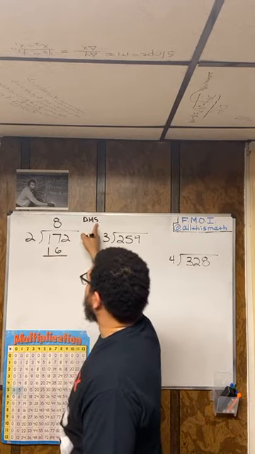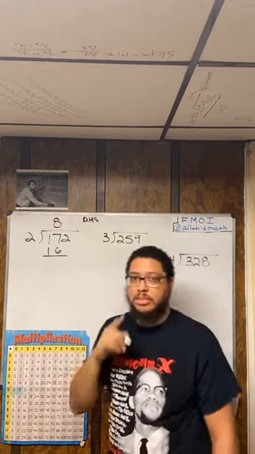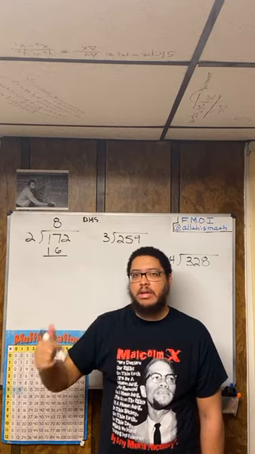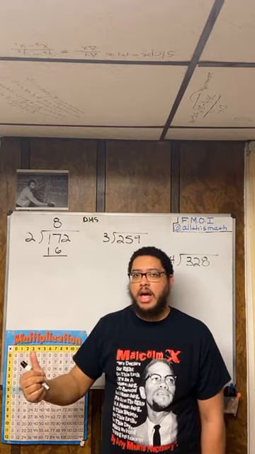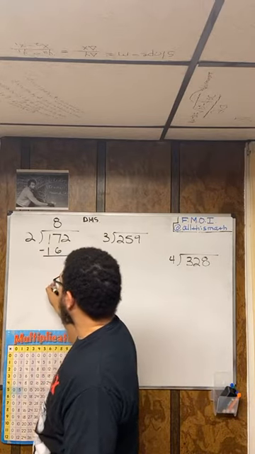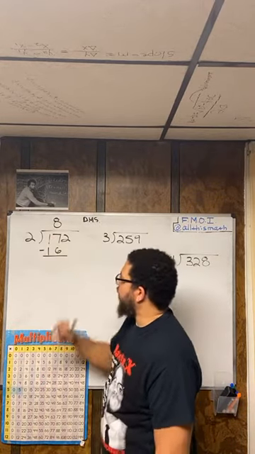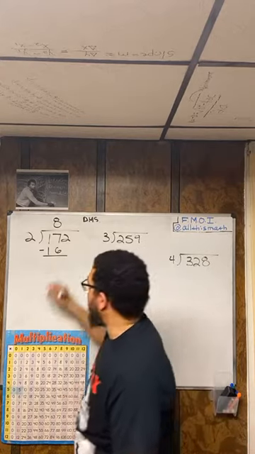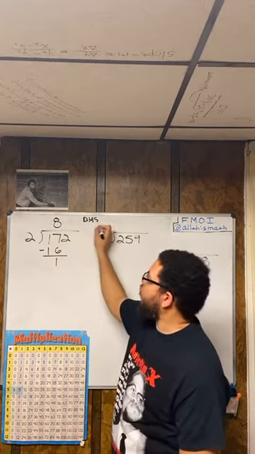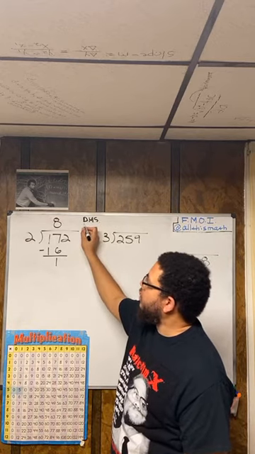And then the S stands for subtraction. So you see the pattern? DMS. Divide, multiply, subtract. Divide, multiply, subtract. So then you have this minus sign. And now we're going to do 17 minus 16, which equals 1. Now, then we start the process over. DMS again. Now we want to divide again.